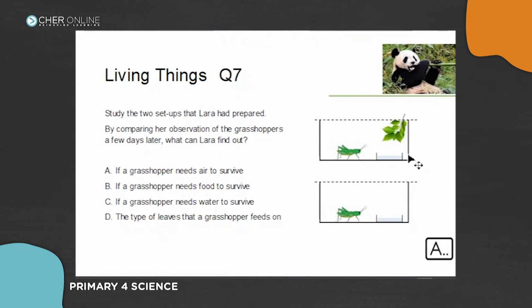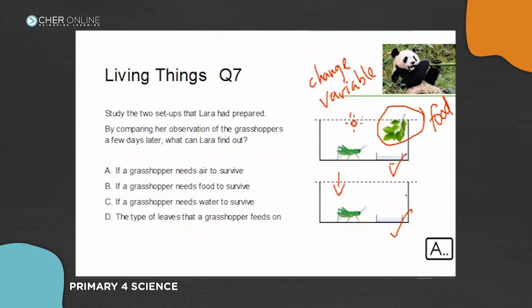Like spotting the difference. This one has leaves, this one has no leaves. So that's the change variable. The change variable is the food. That's the change variable, right? So that's the only thing we are trying to find out, because there's water. There's holes for air to enter. So the only change variable is food.